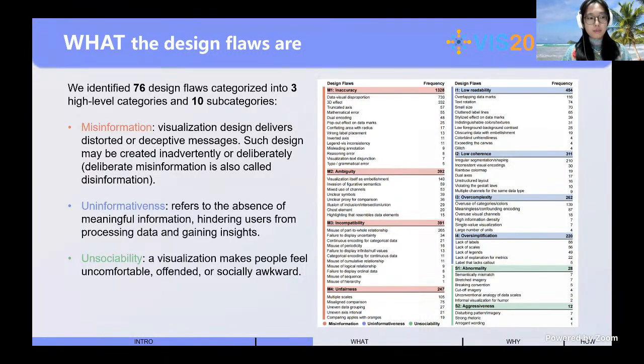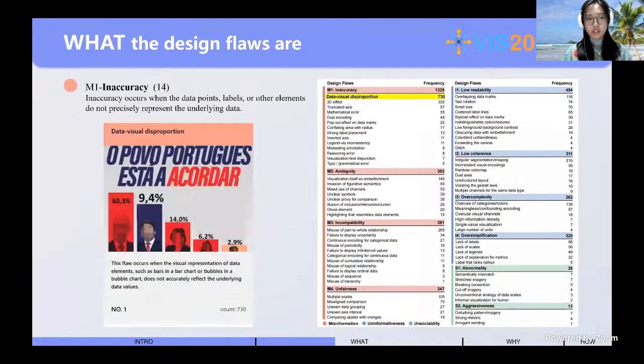Let's look at a few specific flaws. First, we have the most common issue, data visual disproportion. Here's a chart showing the support for different election candidates. You can see that the blue section represents 9.4%. It's almost as large as the 60.3%, and it even surpasses the 14% on the right.